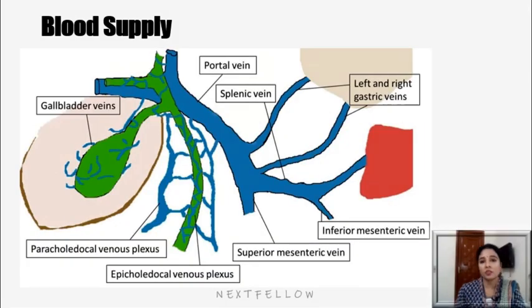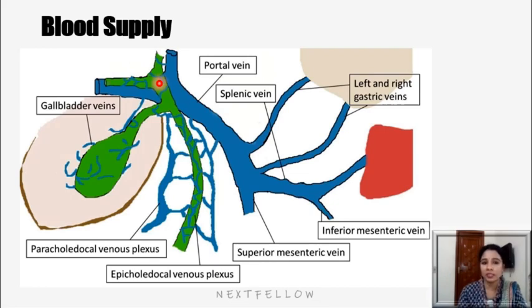Venous drainage of the gallbladder is by the cystic vein. The cystic vein drains into the portal vein. You can see here the cystic vein, which forms a plexus and drains into the portal vein. The portal vein again enters the liver and divides to form hepatic sinusoids. The hepatic sinusoids converge to form the central vein of the hepatic lobule, and these central veins join to form hepatic veins, which finally drain into the inferior vena cava.